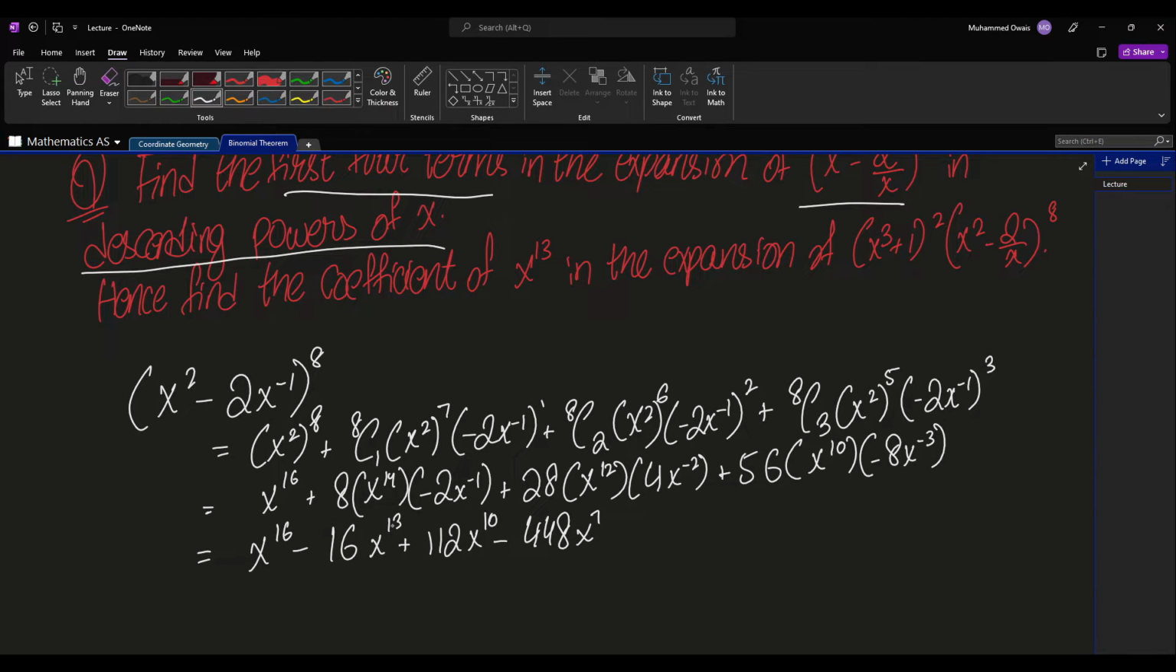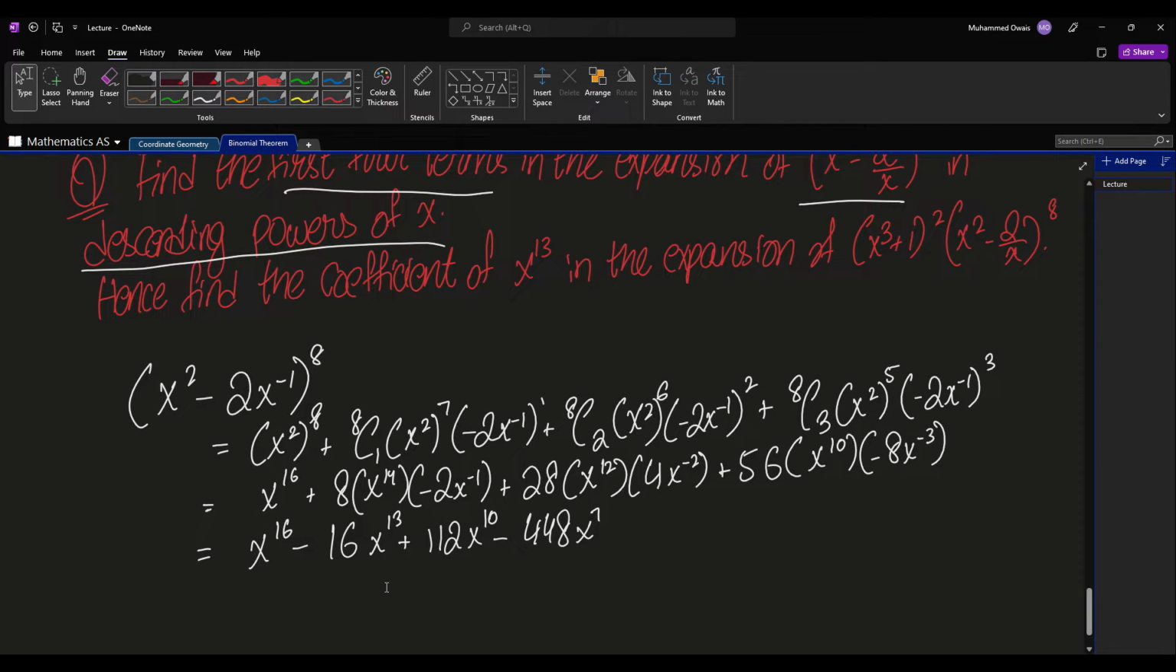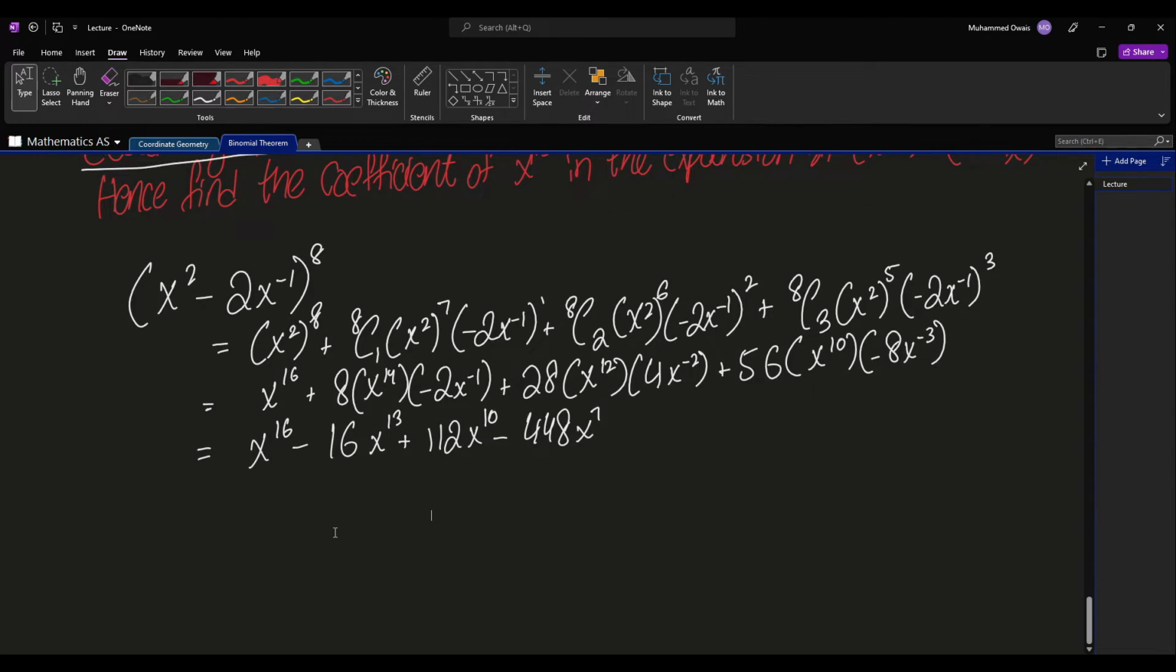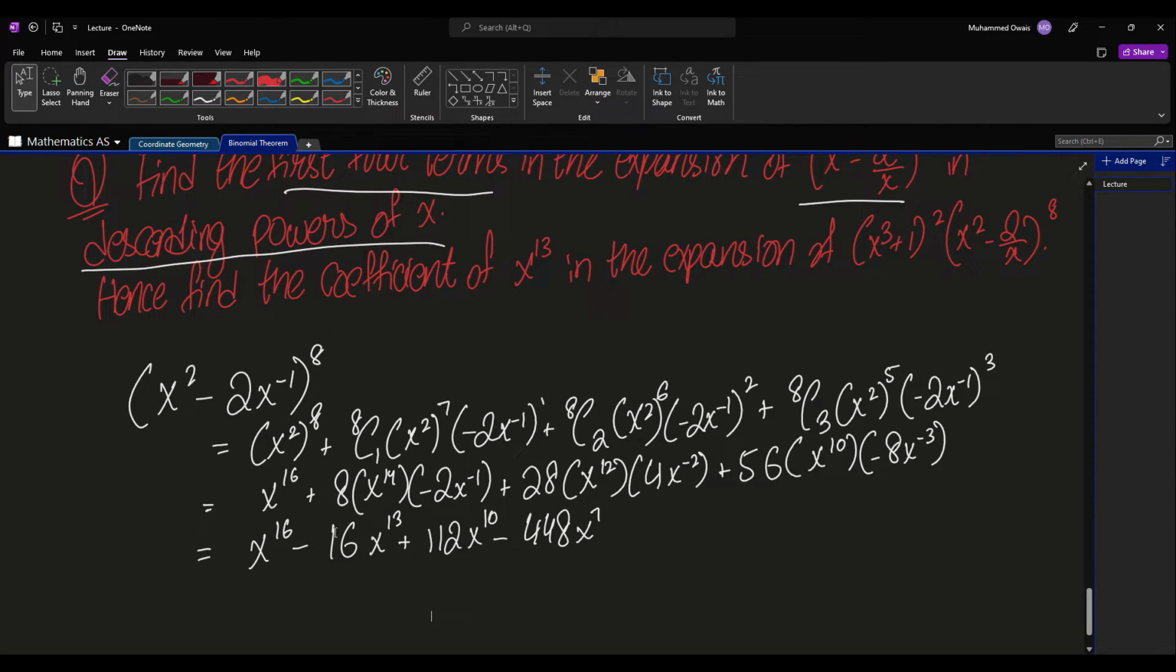So as you can see here, the powers are going in a descending order. See, 16, then 13, then 10, then 7. It automatically gave us the powers in descending order. Thus, once again, we did not need to care about all of that descending and ascending. We just had to solve it normally, and it gave us the answer.